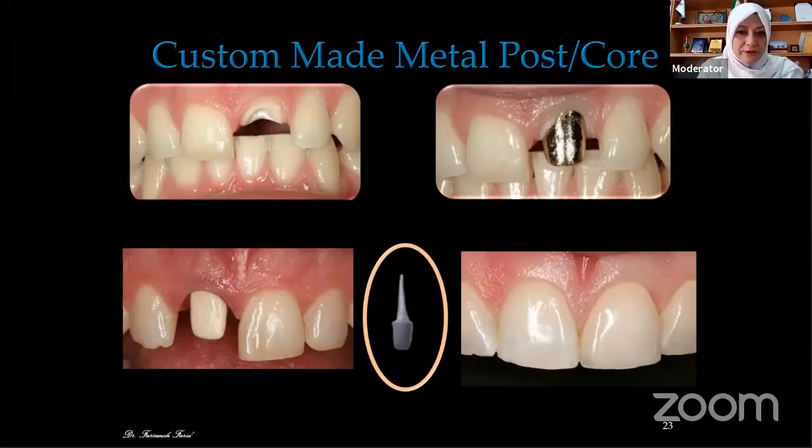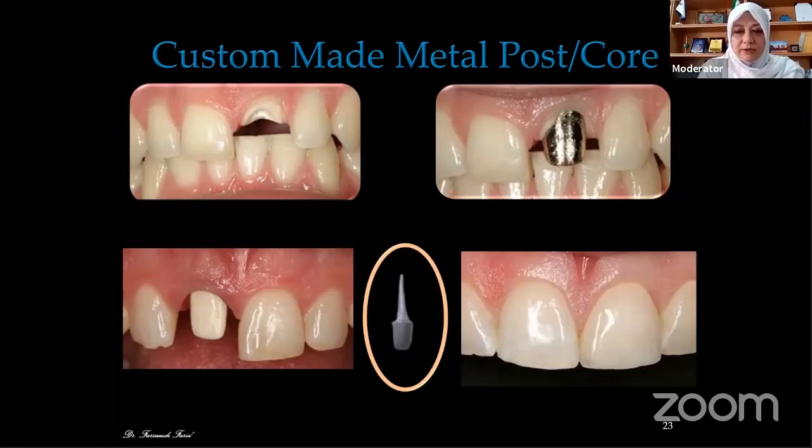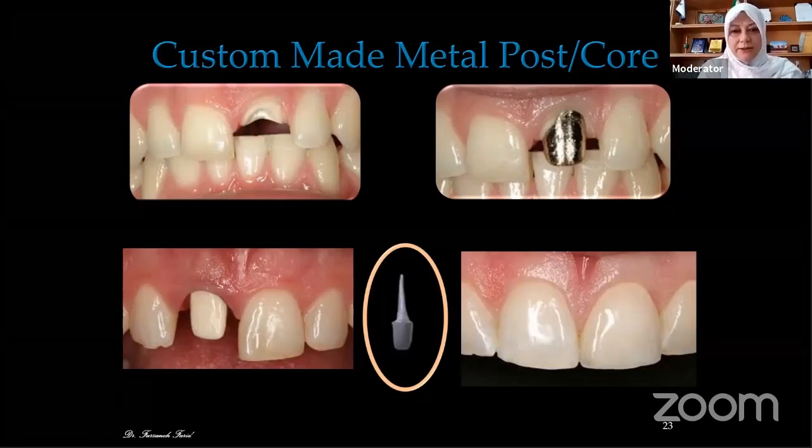Now the question is, if I use a post and core with metal alloys, can I use full ceramic restorations? It depends on the color of the post and core that you are using and the type of ceramic. If the color of the post and core is light yellow, like noble and high noble alloys, and the full ceramic crown has an inner layer that is opaque, you can use a metal post and core and a full ceramic crown on it.